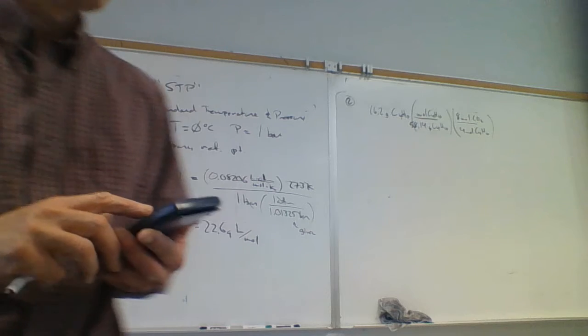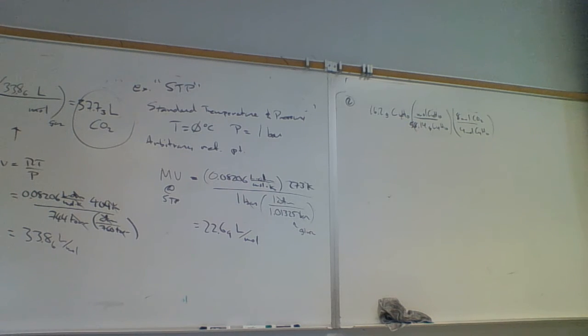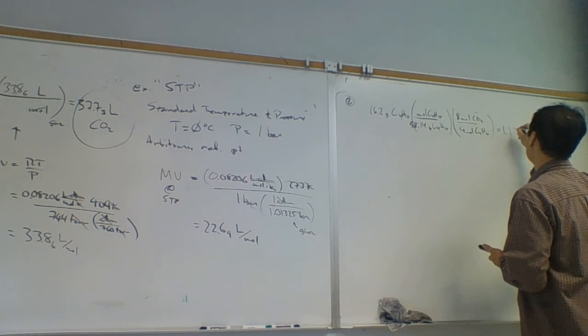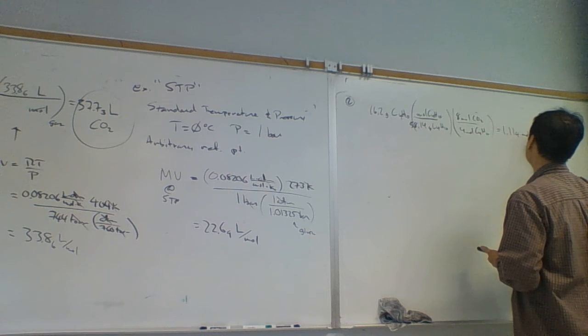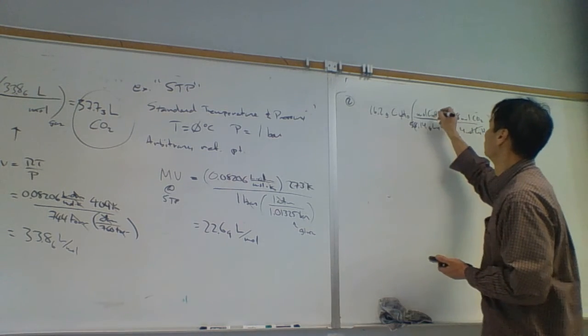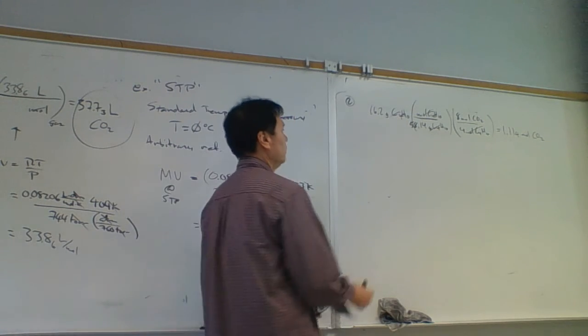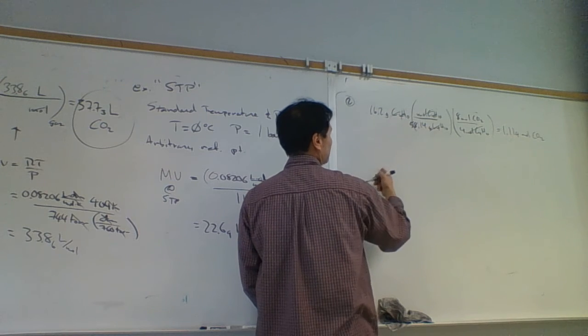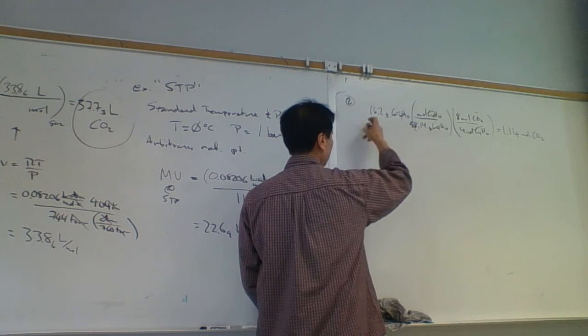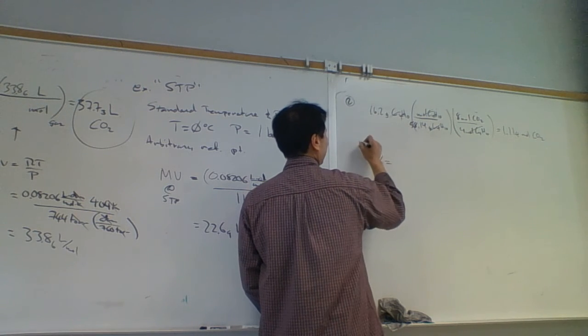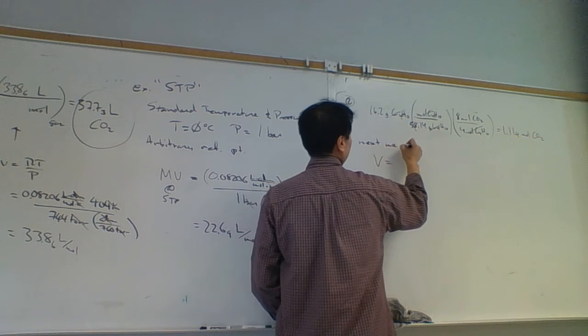16.2 divided by 58.14 times 8 divided by 2 equals 1.114. 1.114 moles of CO2. Okay, then step 2. This is step 1. Step 2, well, 2.1, step 2.2. The next step is to use the ideal gas law. Okay, next, use ideal gas law.